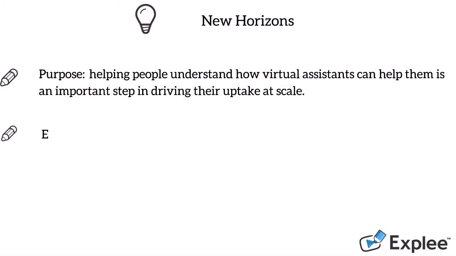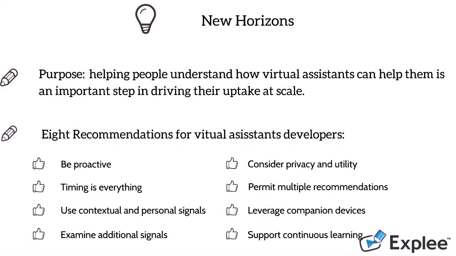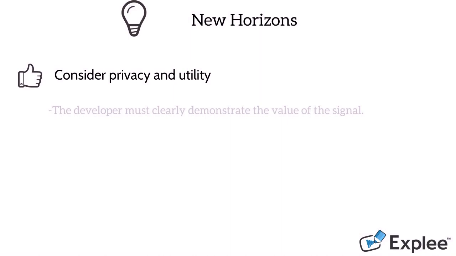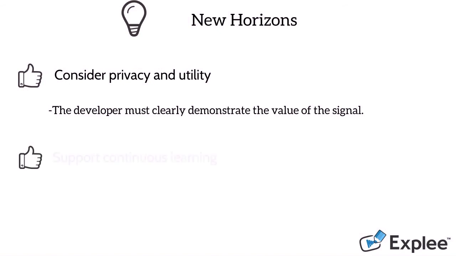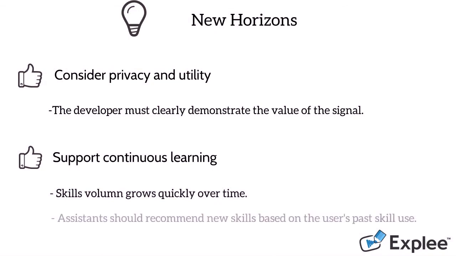So, looking ahead, there are several suggestions. Virtual assistants should be proactive, and consider privacy and utility. Moreover, assistants should provide skills to users when they need them, permit multiple recommendations, use contextual and personal signals, leverage companion devices, and examine additional signals. So for considering privacy and utility, the developers must clearly demonstrate the value of the signal. And for supporting continuous learning, skill volume grows quickly over time. So assistants should recommend new skills based on the user's past skill use.